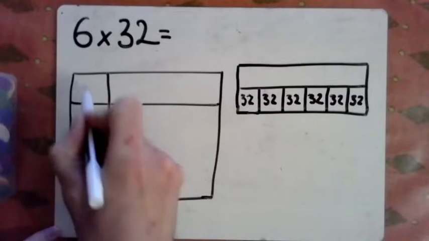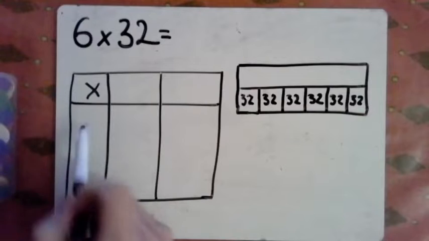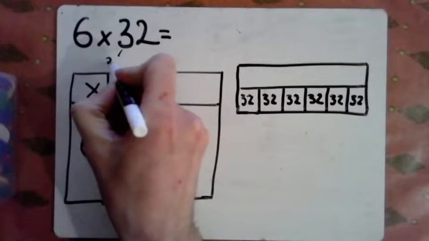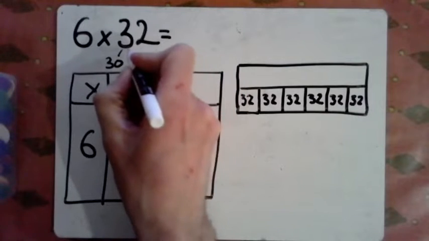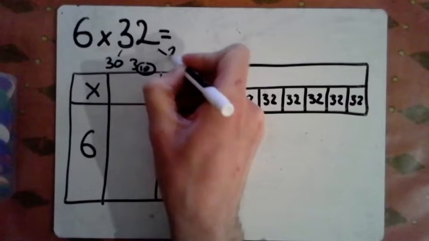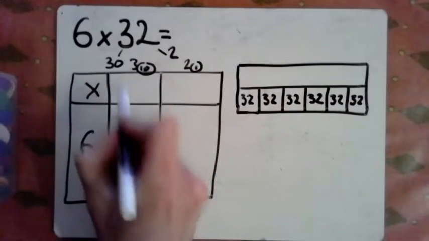You may have remembered this really well from the last couple of days, boys and girls, which is brilliant. So the 6 is going here. My 3 stands for 30, or as we've been saying, it stands for 3 tens. Okay. My 2 stands for 2, or 2 ones. I'm going to move my 30.